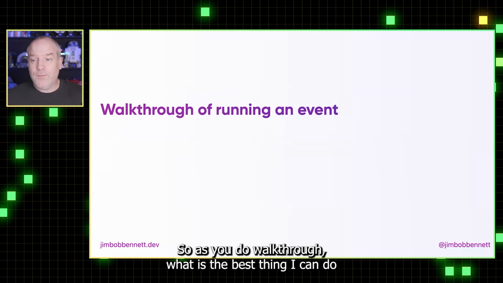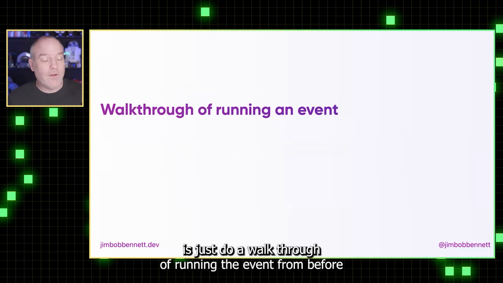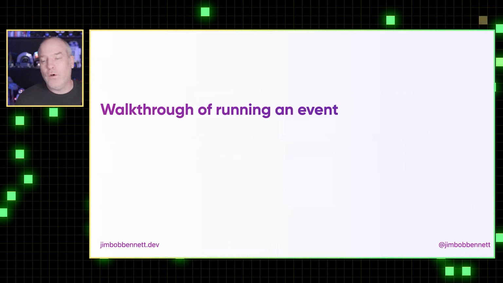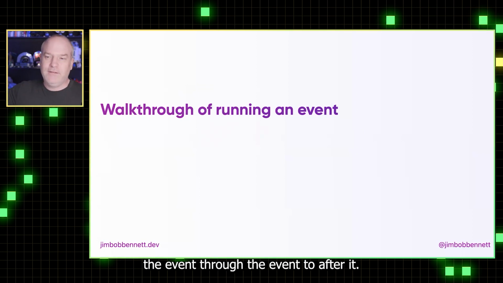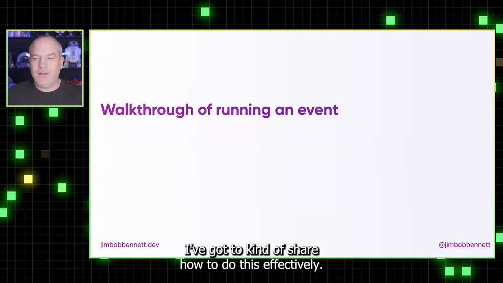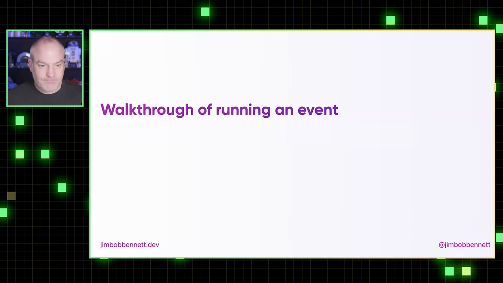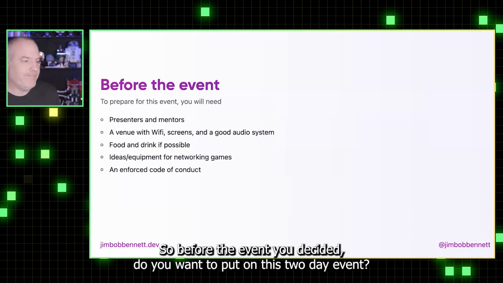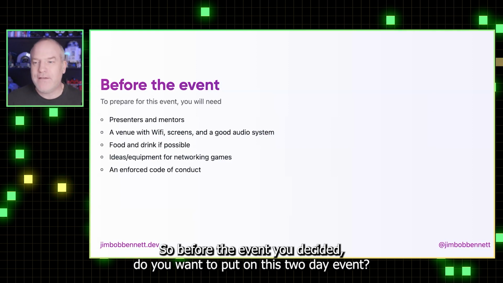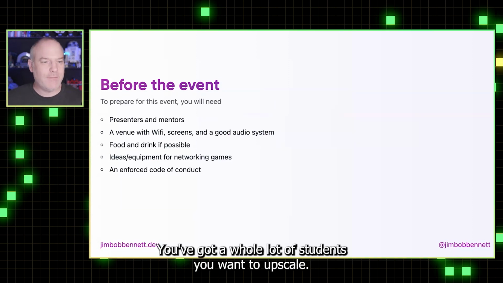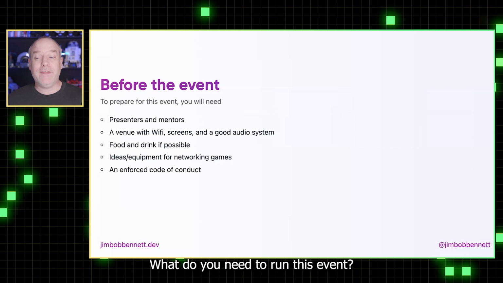So let's actually do a walkthrough. Probably the best thing I can do is just do a walkthrough of running the event from before the event, through the event, to after it. That's probably the easiest way I've got to kind of share how to do this effectively. So before the event, you decided you want to put on this 2-day event. You've got a whole load of students you want to upskill. What do you need to run this event?